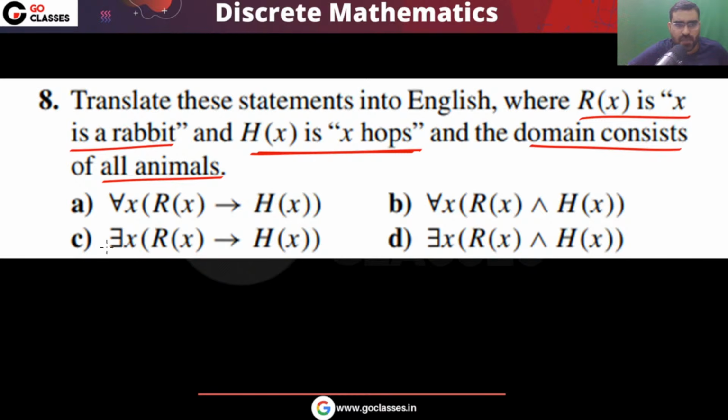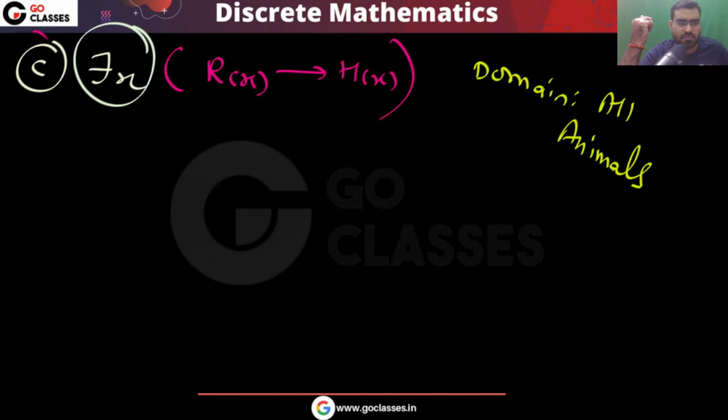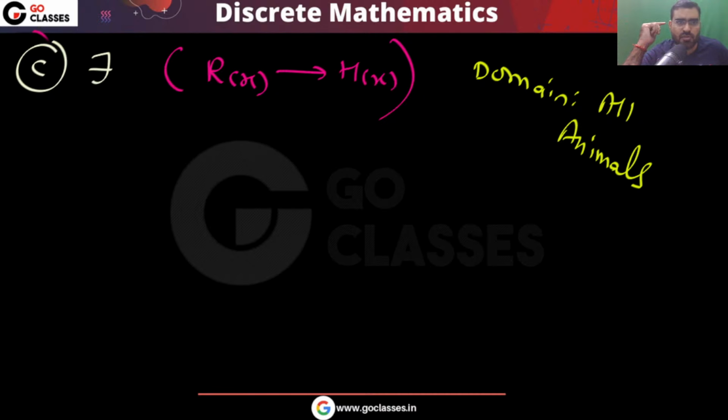What is the next? There exists X. If it is a rabbit, it hops. So this is statement number C. Now you tell me about this one. We are saying there is someone. See, the best way to write this is there is someone. If it is a rabbit, it hops. Remember, there is someone. If it is a rabbit, it hops.